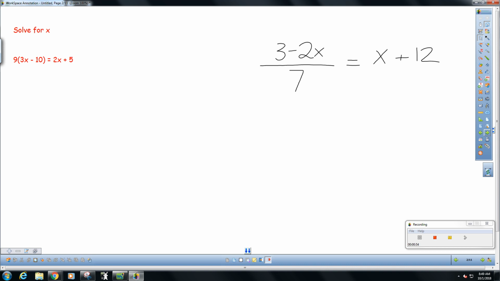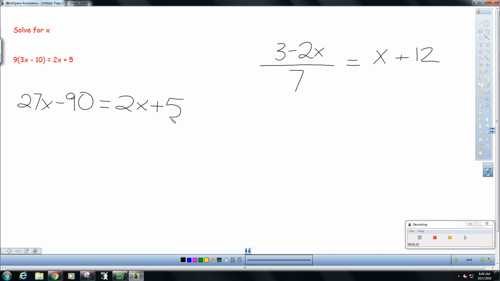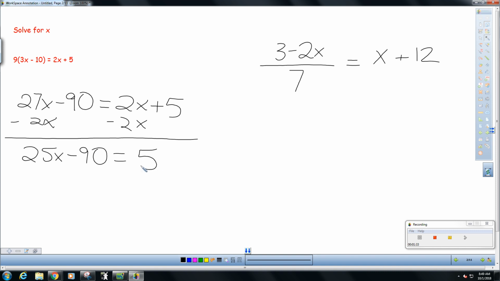So here we're going to start out by solving for x. In this equation, we have to distribute first. So you get 27x minus 90 is 2x plus 5. Now we want to get all the like terms on the same side. So I'm going to subtract 2x. That gives us 25x minus 90 is 5. I'm going to add 90 to both sides.